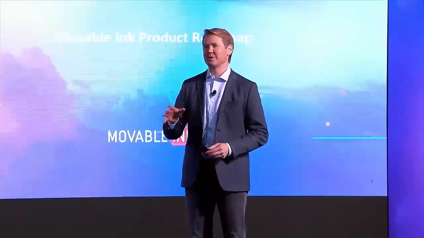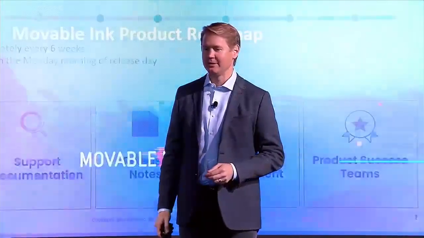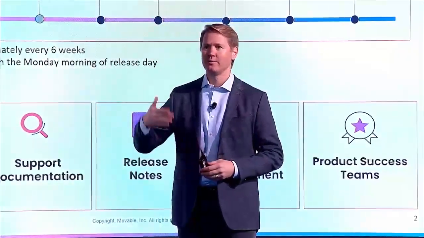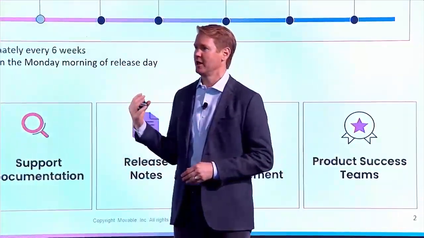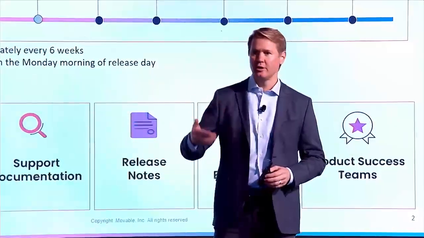So this time we're going to be talking about details. So I've got the detailed product roadmap, and one thing I like to do to help every customer understand how we build and release software at Movable Inc. is show this slide. So as you can see, every 6 weeks we are releasing code to production.